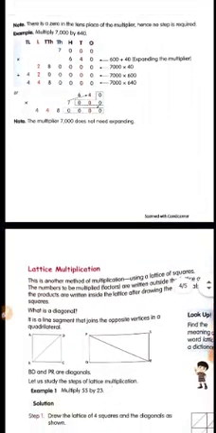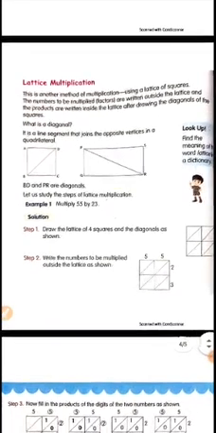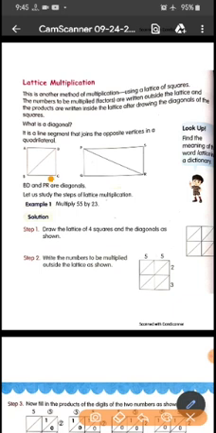Now the new thing we will learn today is lattice multiplication. It is another method of multiplication using a lattice of squares. The numbers to be multiplied, or the factors, are written outside the lattice and the products are written inside the lattice after drawing the diagonal of the square. So we all know what a square is. A square is an enclosed figure with 4 sides and all the 4 sides are equal. So this is a square.